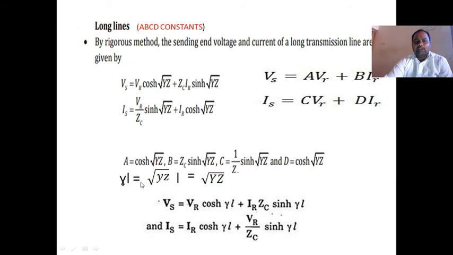So gamma L is equal to √YZ into L, that is equal to √(YZ). Substituting, we get Vs = Vr cosh(gamma L) + Ir Zc sinh(gamma L), Is = Ir cosh(gamma L) + (Vr/Zc) sinh(gamma L).